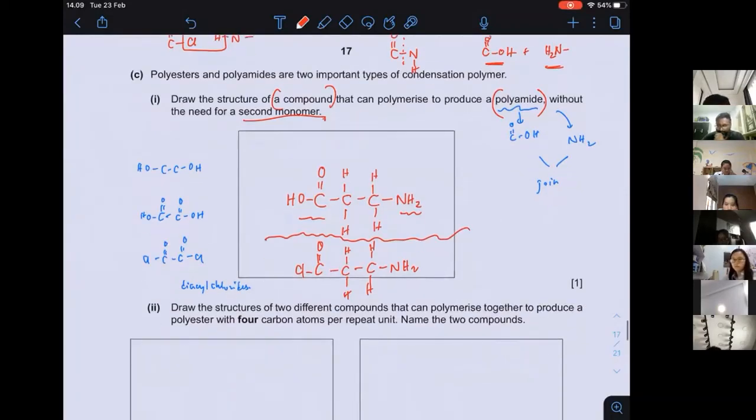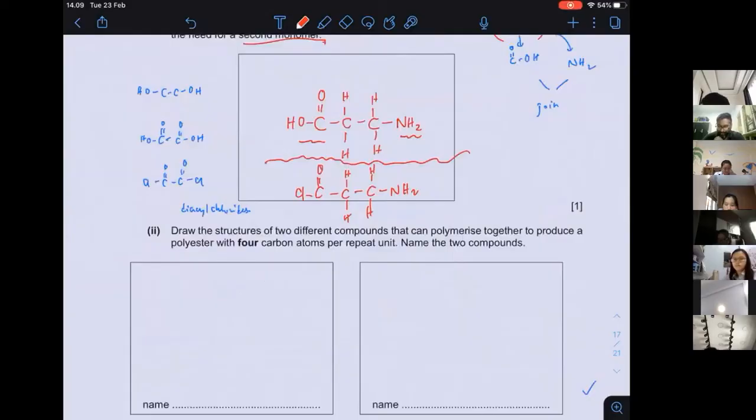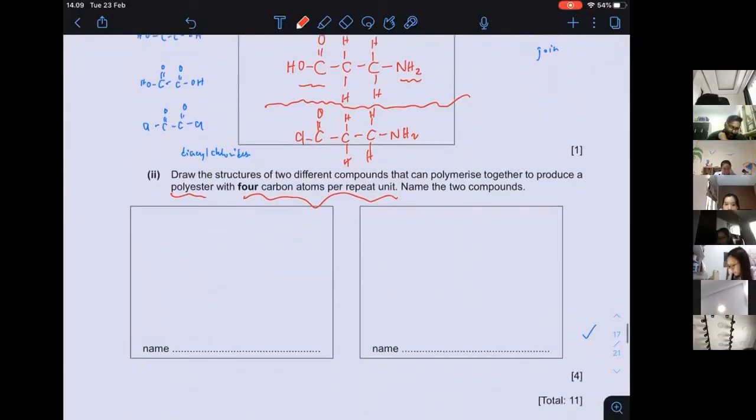Next, draw the structures of two different compounds that can polymerize together to produce polyester, with 4 carbons present per repeat unit. So draw the structure of two different compounds. Per unit must have 4 carbon atoms, so maybe I will take 2 carbon here and another 2 carbon here. When they join together, they are going to get 4 carbon atoms per repeat unit.